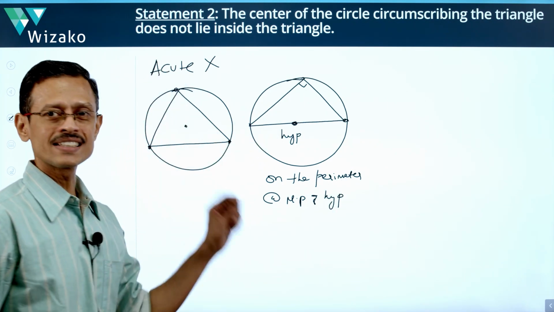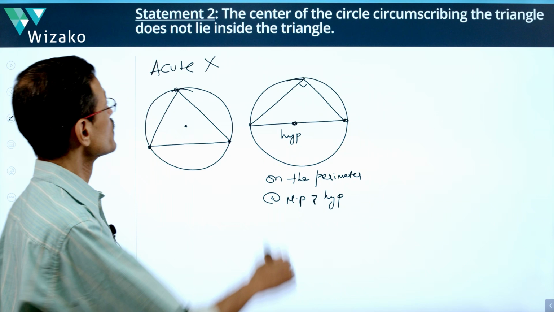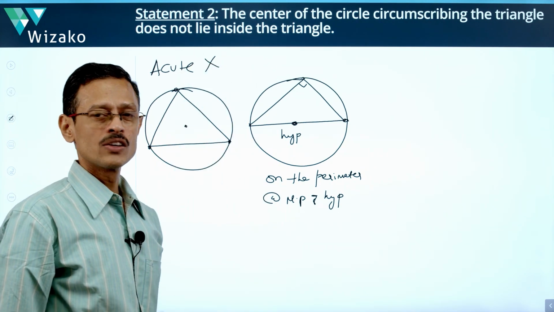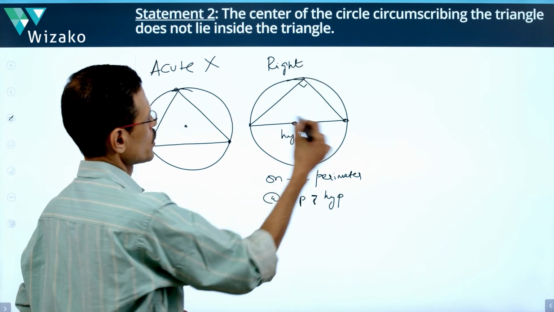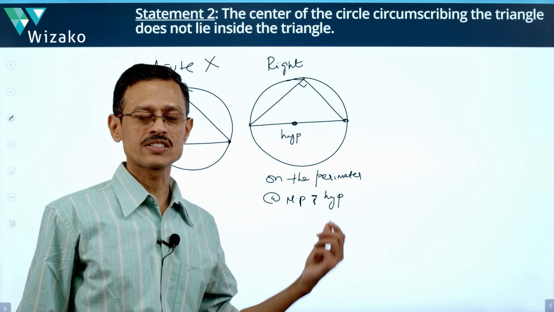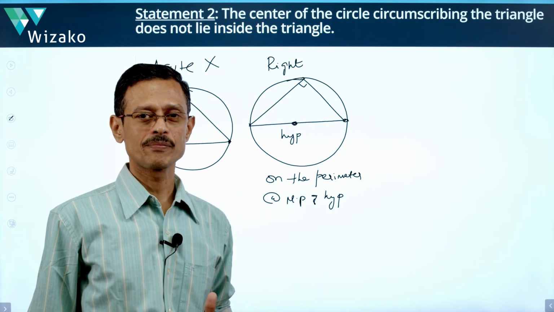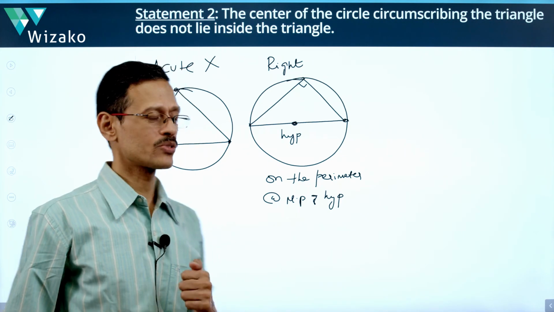So is it inside the triangle? If it's on the perimeter of the triangle, it is not inside the triangle. We know that it is not lying inside the triangle. So what kind of a triangle could it be? It could be a right triangle, because for a right triangle, the center of the circumscribing circle is not inside the triangle. So let's quickly check out, is it a right triangle or could it also be an obtuse angle triangle?